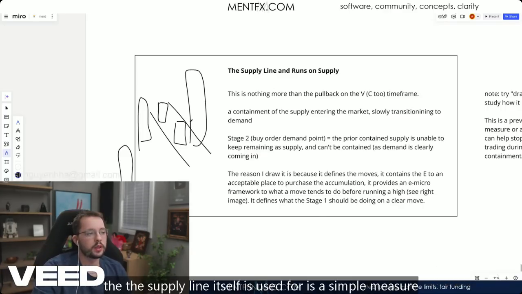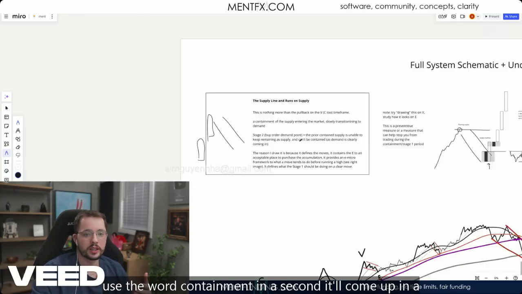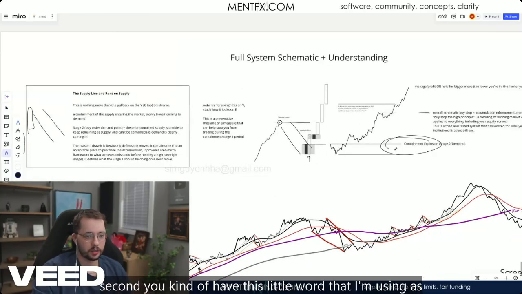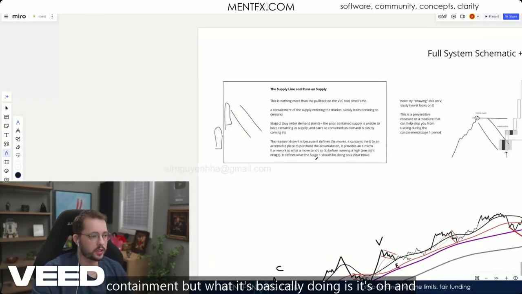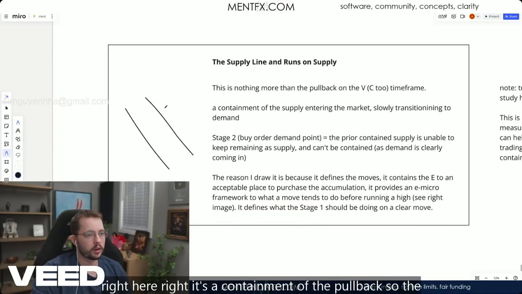So what the supply line itself is used for is a simple measure, or basically just a containment. And you'll see the reason I use the word containment in a second. It'll come up in a second. You kind of have this little word that I'm using as containment. But what it's basically doing is, right here, a containment of the pullback.